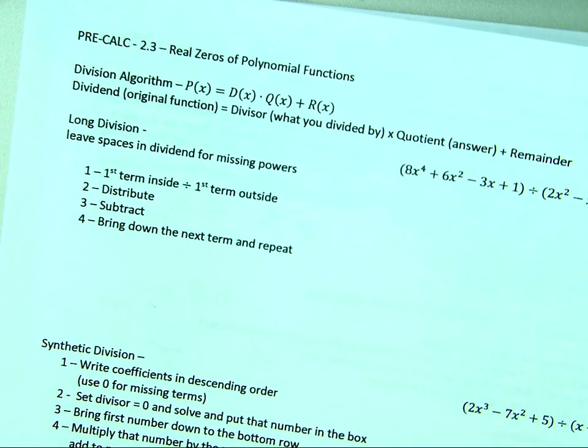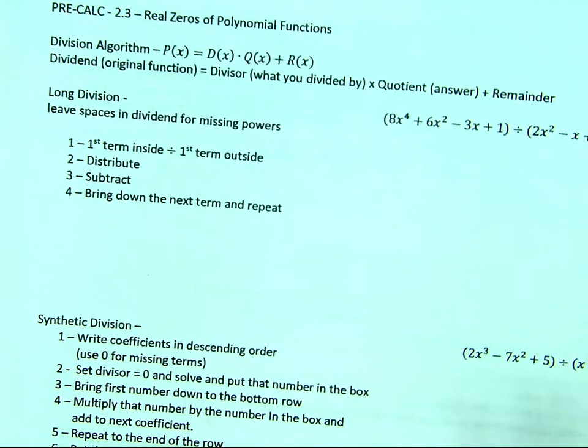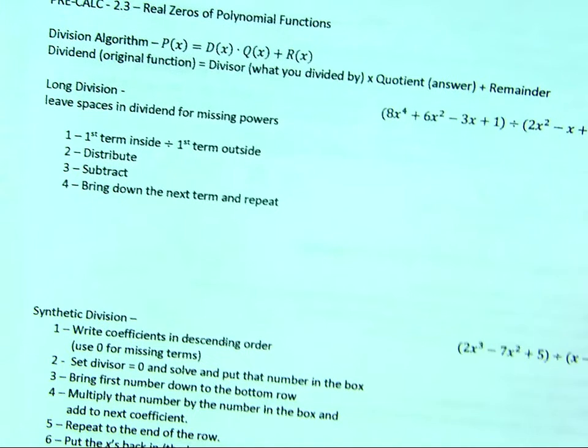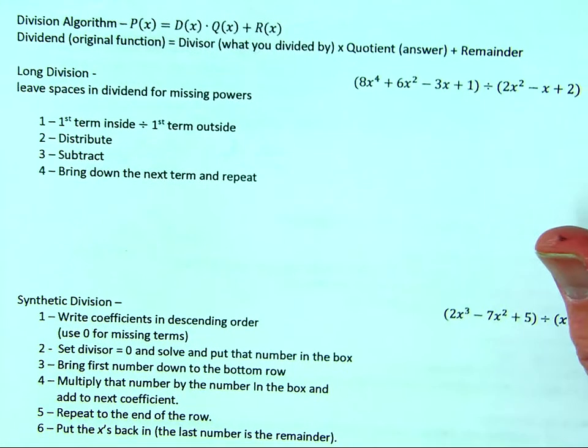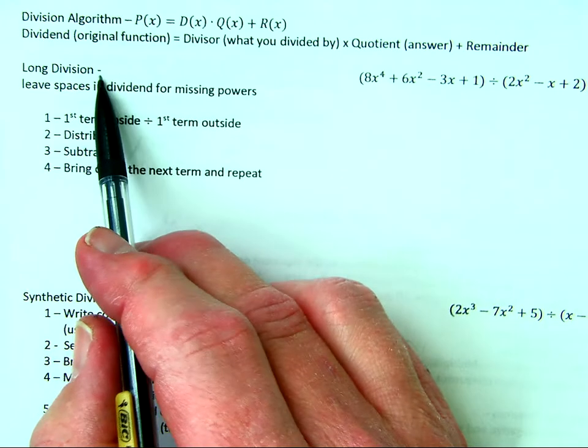Okay, this is for section 2.3. It's kind of split up into two parts. This first part is all about division. There's two ways to divide polynomials. First, the way nobody likes, is called long division.